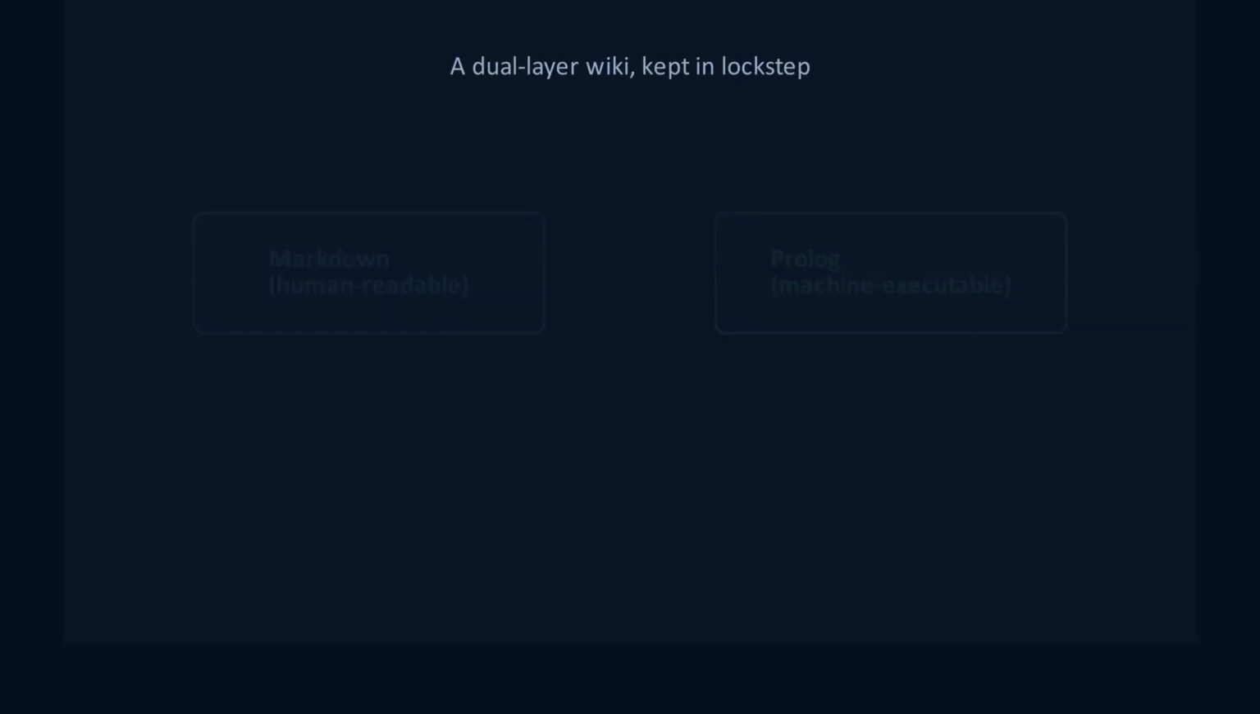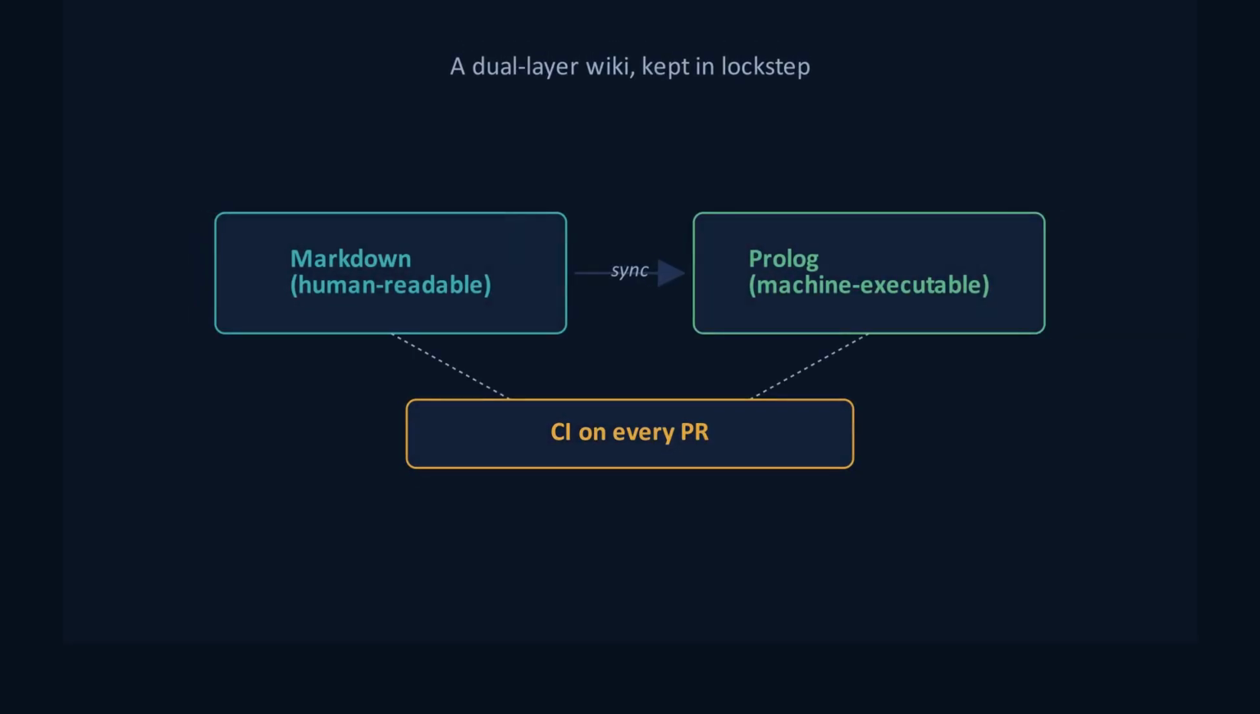Here is the concrete case, a wiki for an undergraduate AI course, built as 2 synchronized layers. On the left, the human readable side, a teaching protocol, 45 concept pages in Markdown, and the raw lecture material. On the right, the machine executable side, a formal ontology in Prolog, an auto-generated file of facts, concepts and prerequisites and lectures, and a handwritten file of rules. And the 2 are kept in lockstep by continuous integration.